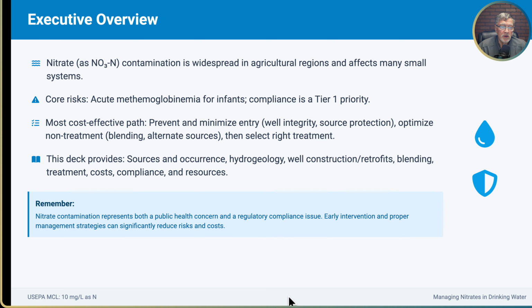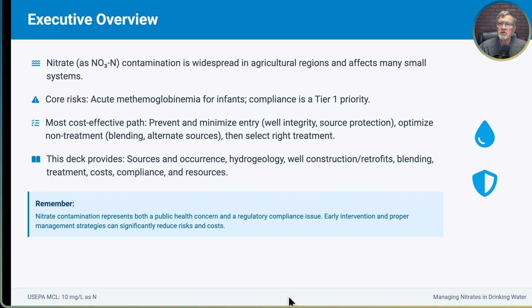So the core risk is acute methemoglobinemia for infants. That's a tough one to say. Basically, blue baby syndrome is probably the easier way to say it. So compliance is a tier one priority. The most cost-effective path is to prevent and minimize entry, so well integrity and source protection are really where you want to go. Treatment gets a little more complicated and expensive.